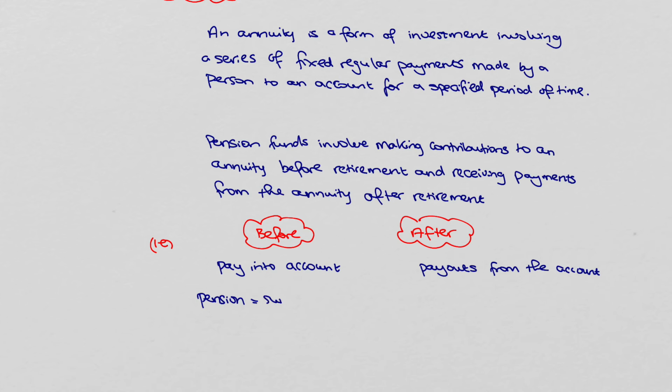When you're paying into your account, your pension equals the sum of the future values. Whereas when you retire, on the day you retire, your pension equals the sum of all of the present values of your future payouts.